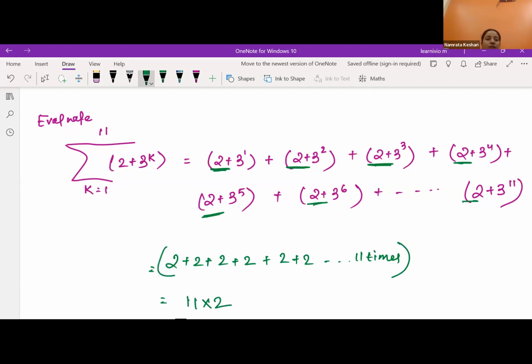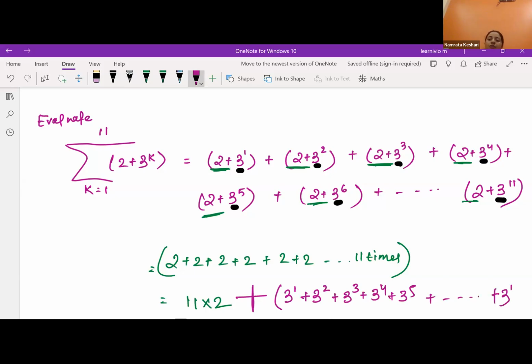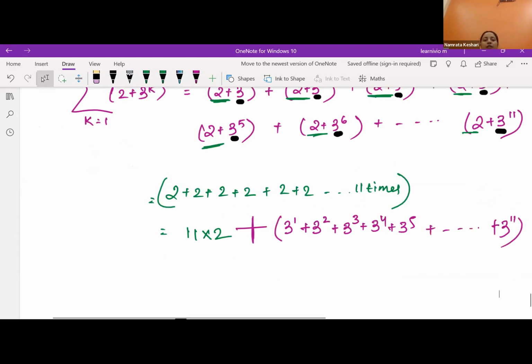Yes, ma'am. Okay, now this one: 3 to the power 1, 3 to the power 2, 3 to the power 3, 3 to the power 4, 3 to the power 5, 3 to the power 6, 3 to the power 7, 3 to the power 8, 3 to the power 9, 3 to the power 10. Let's write it. After this, an added version is there, containing 3 to the power 1 plus 3 to the power 2 plus 3 to the power 3 plus 3 to the power 4 plus 3 to the power 5, and like that, just continuing till 3 to the power 11. Now the first part is sorted. 11 into 2 is 22.